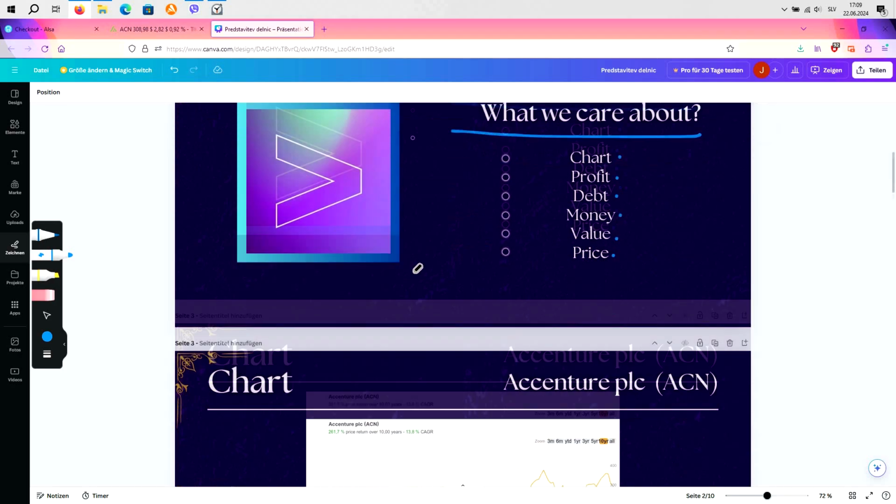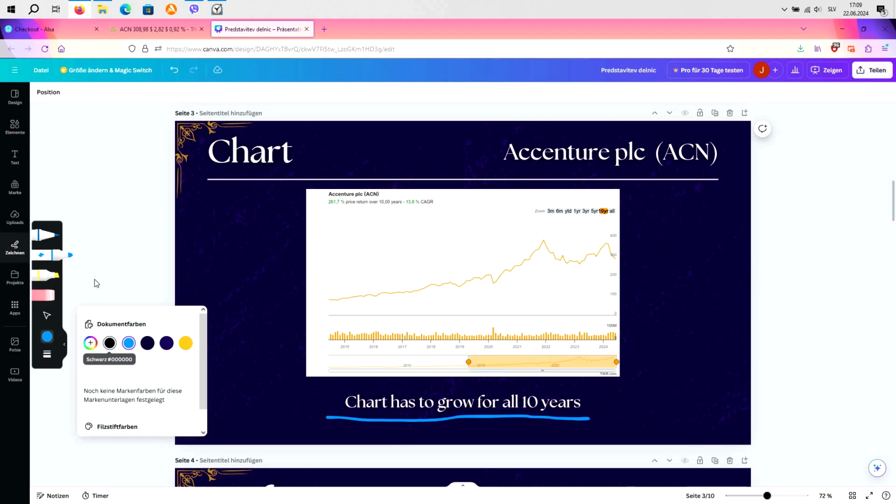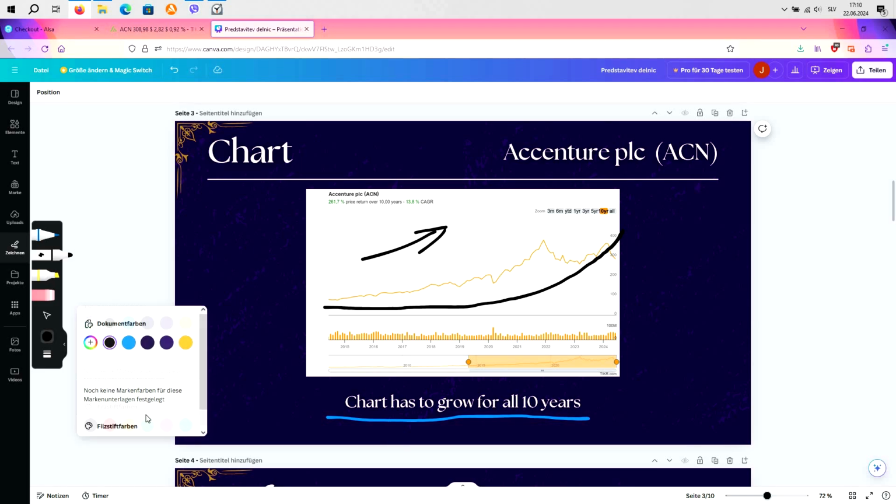Now, let's begin with the chart, okay? So here, in terms of the chart, we have a little instruction saying that the chart has to grow for all 10 years that we analyze, okay? Now, what should we do here? We will first draw a little exponential line, kind of like this. And then we will compare the actual chart with that line. Generally, the chart has to follow that line. So let's take a look at it together, okay?